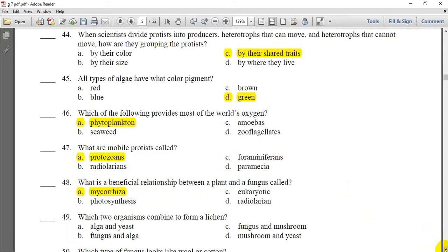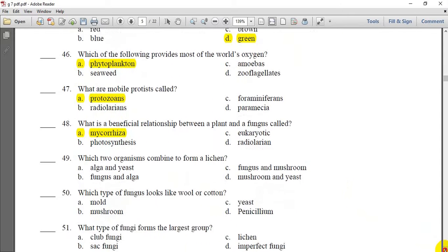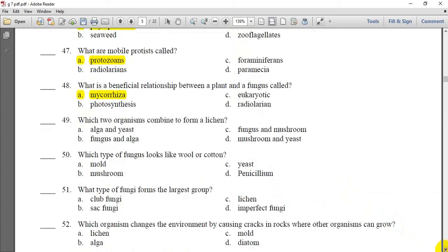Question 49. Which 2 organisms combine to form a lichen? Lichen is a combination of 2 organisms living together. It's fungus and alga.